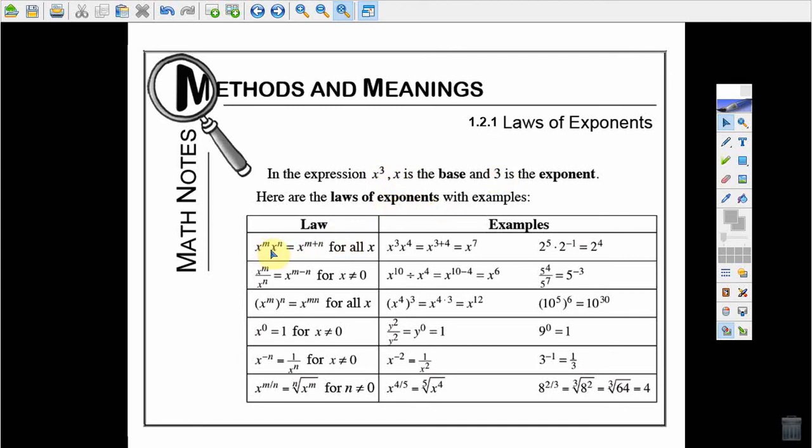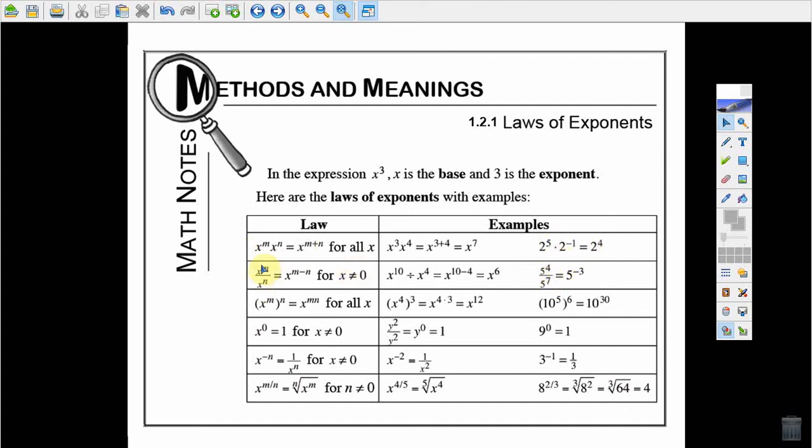So if we have two expressions being multiplied together with the same base and different exponents, we get to just add the exponents. In other words, if we have x to the third times x to the fourth, we can just add 3 plus 4 and get x to the seventh. Similarly, if we had 2 to the fifth and 2 to the negative first, since the bases are the same, they're both 2, we can just add the exponents and say 5 plus negative 1 is positive 4.